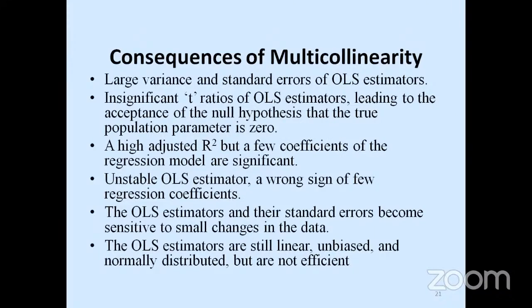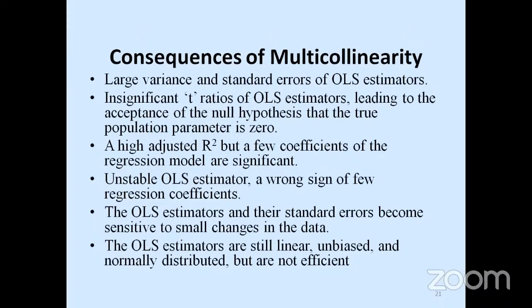And insignificant T ratios of OLS estimators lead to the acceptance of the null hypothesis, that is, the true population parameter is 0. So when the T ratios are insignificant, then automatically those things will not be taken care of in the predictability of the model. There is a high adjusted R square, but few coefficients of the regression model are significant. This kind of problem, when we run the data multiple times, we will come to know.